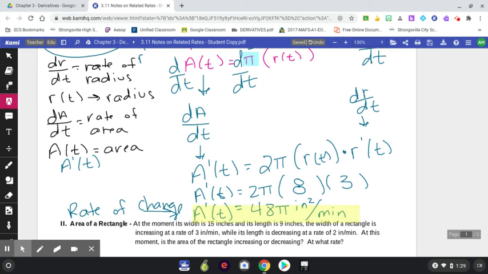Okay, so again, big idea. We come up with a formula if one is not given. We find the derivative of that formula with respect to time. Time is our independent variable. We fill in the pieces we know and evaluate, and we put a label at the end.